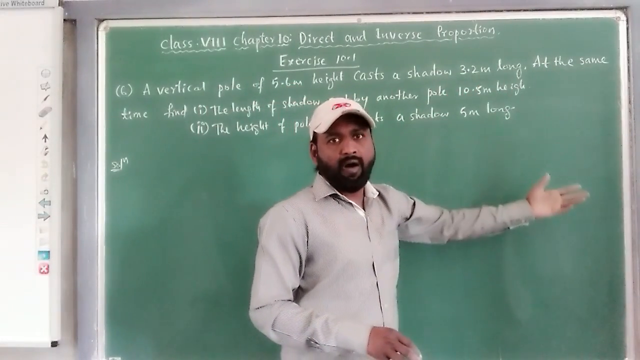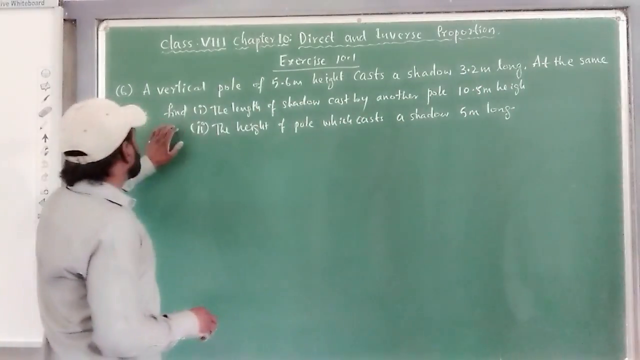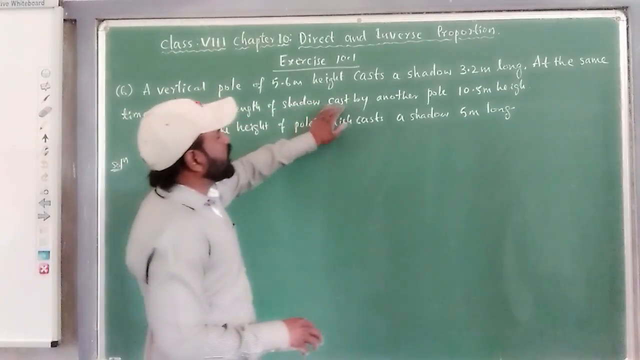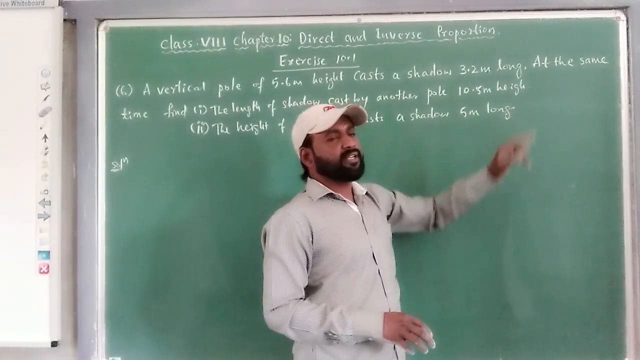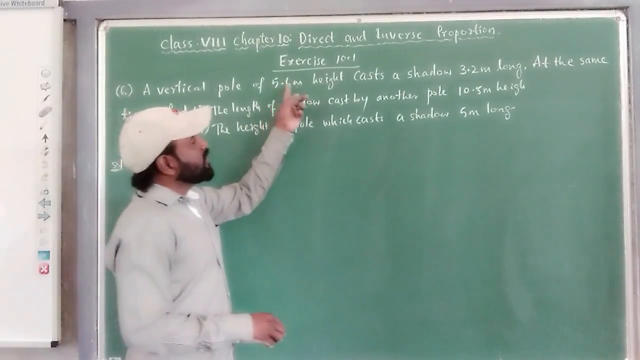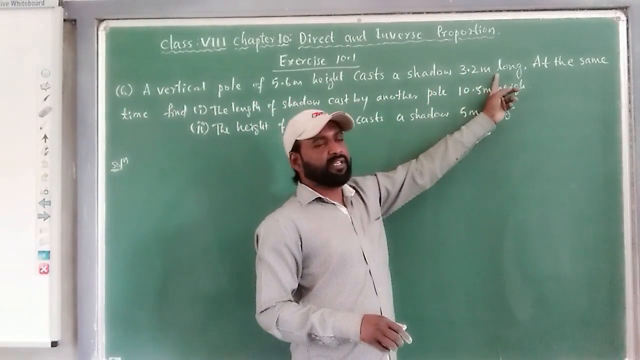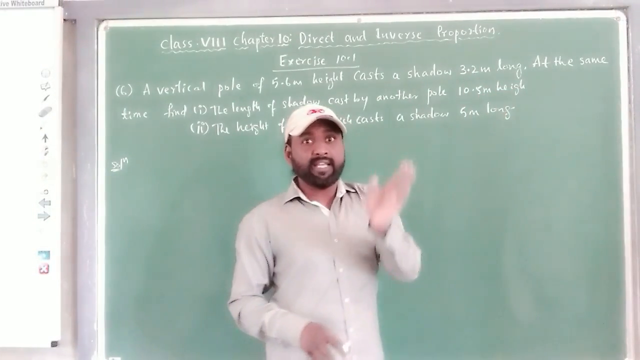3.2 meters long. At the same time, we have to find the length of the shadow cast by another pole which is 10.5 meters in height. If the pole height is 5.6 meters, the length of the shadow is 3.2 meters. This is the relation given in the first one. We need to find at the same time.